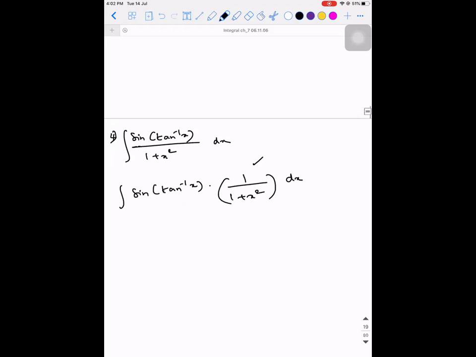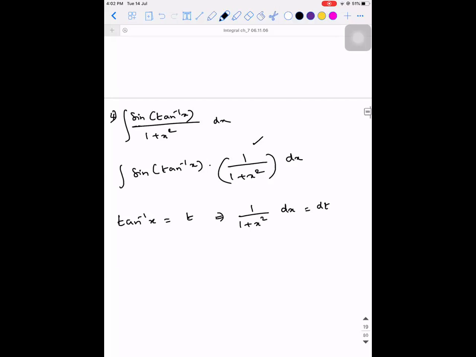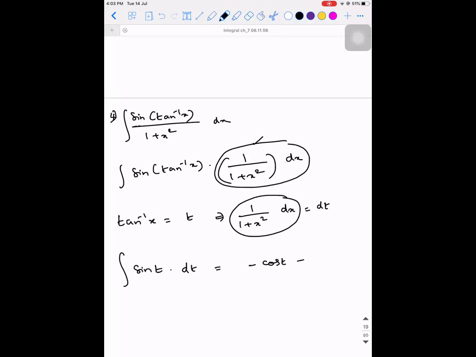So if I put tan inverse x is equal to t in this problem, then 1 by 1 plus x square into dx will be equal to dt. Am I right? So this will become integral of sine of t, where tan inverse of x is t, and dx divided by 1 plus x square I can read as dt. So minus cos t plus c. So that will be minus cos of t, which is nothing but tan inverse of x, plus c. That's it.